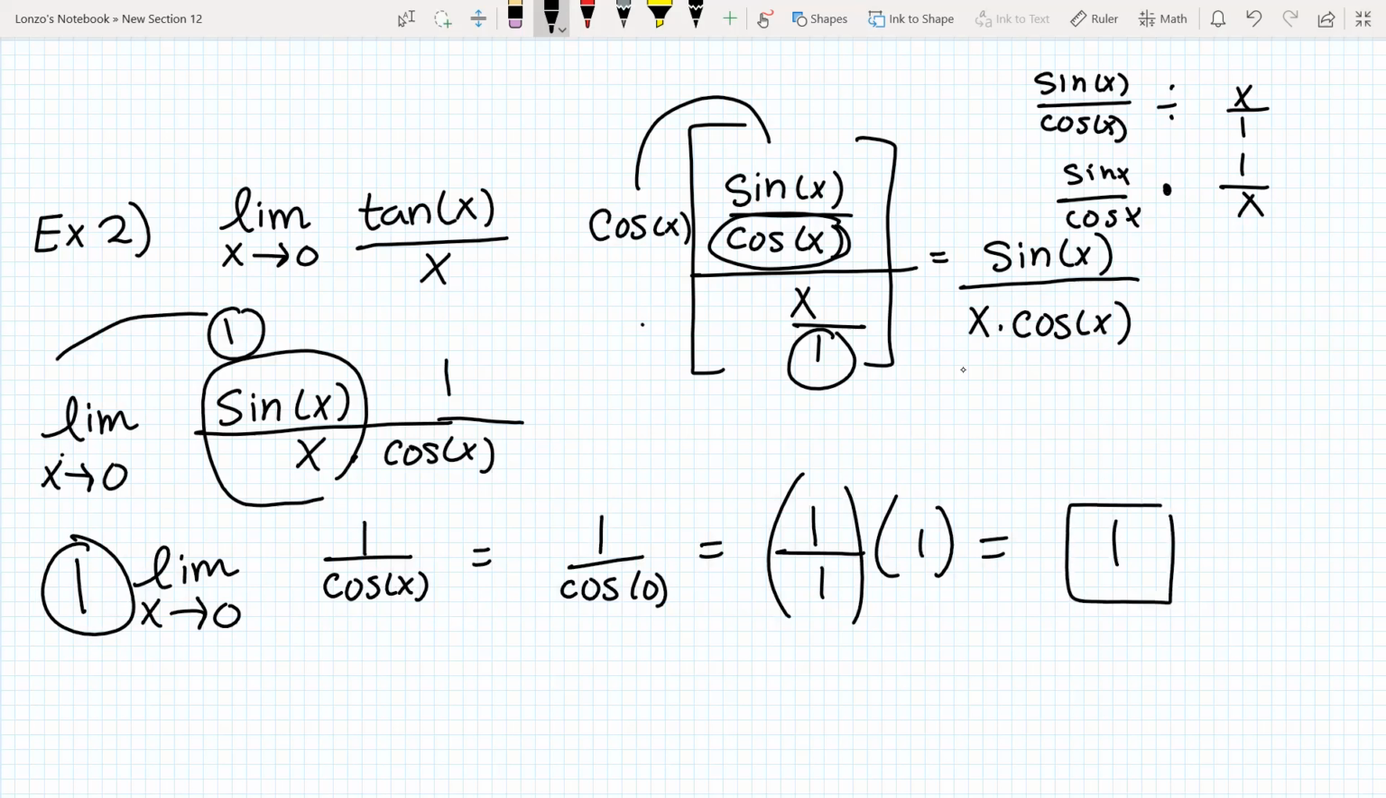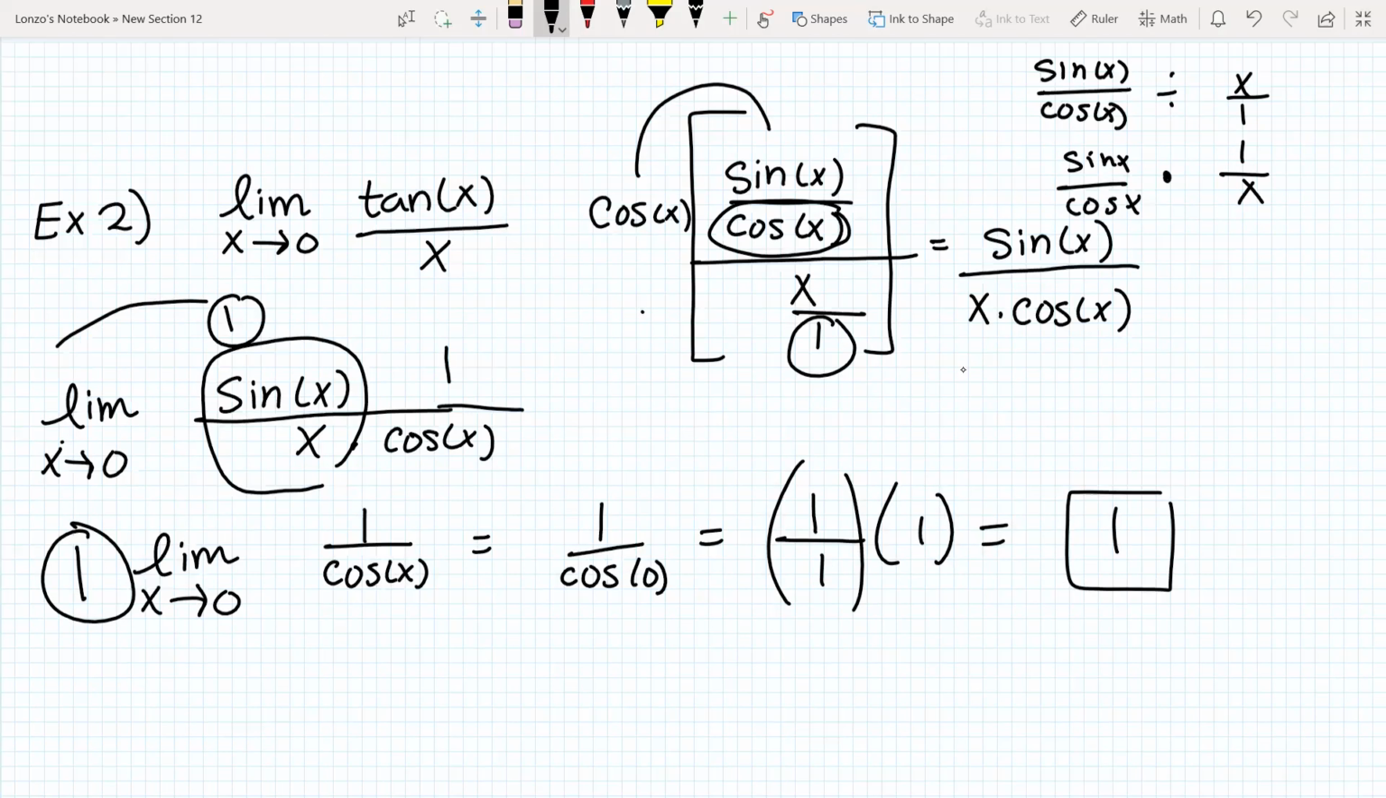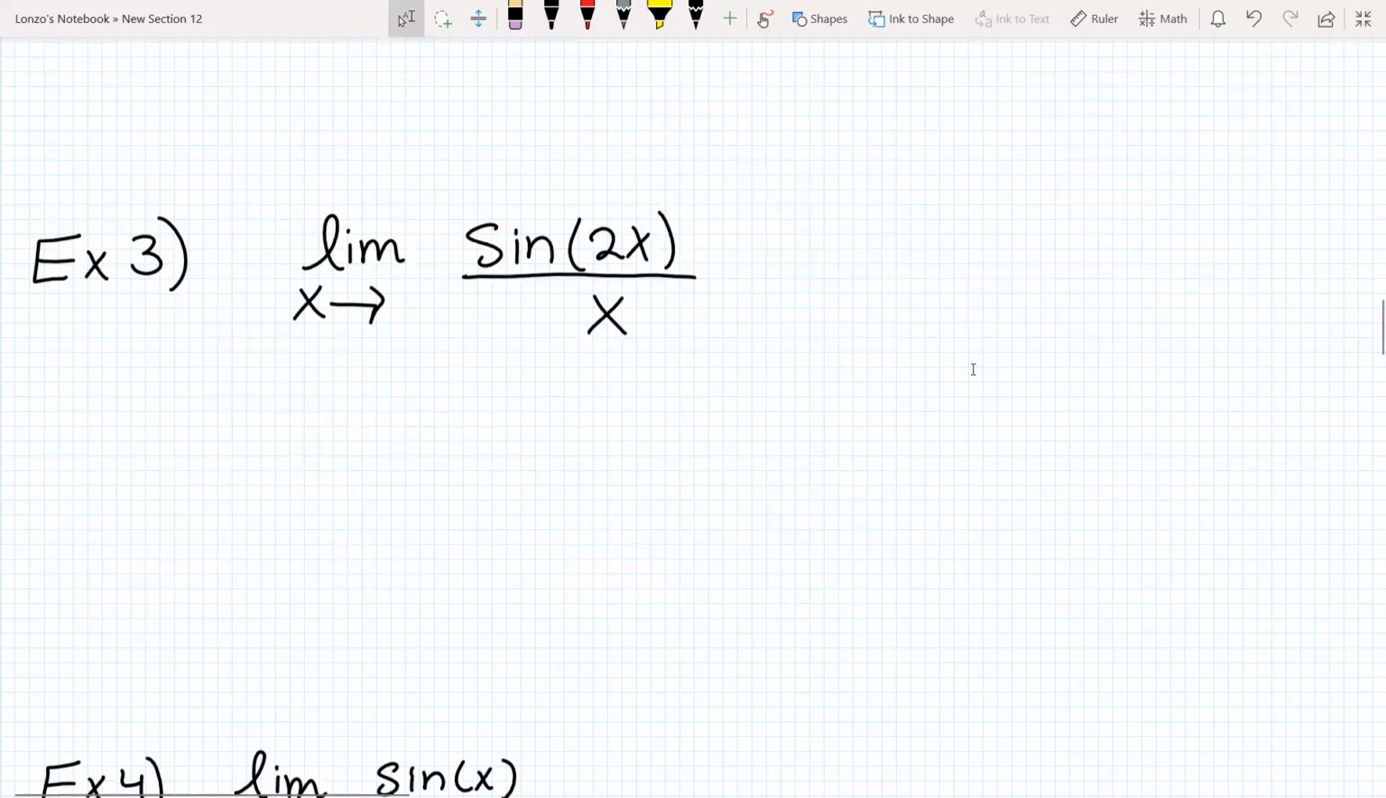Okay. So the trick for this problem was I just used one of my trig limits and used that from there. Let's move on to example 3.